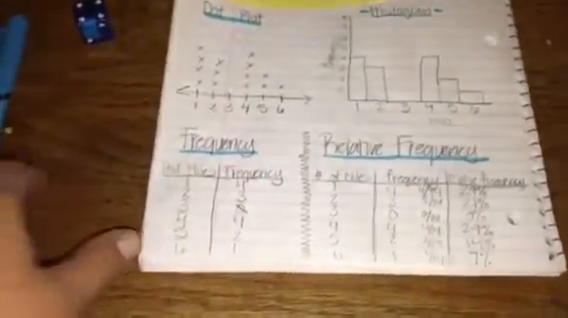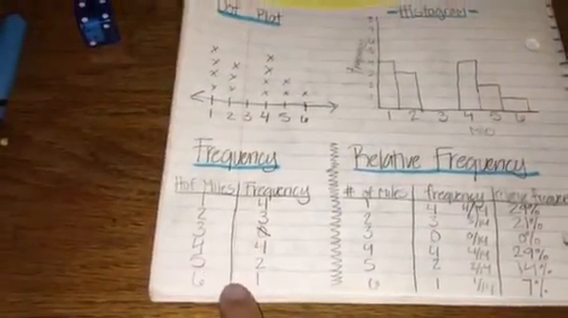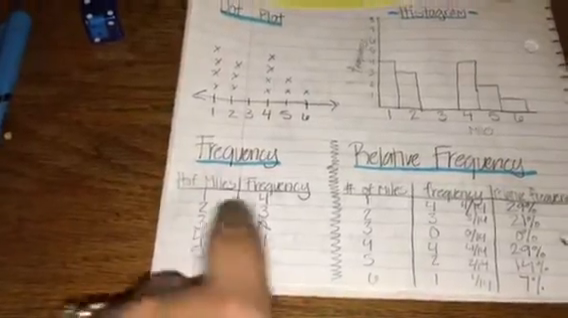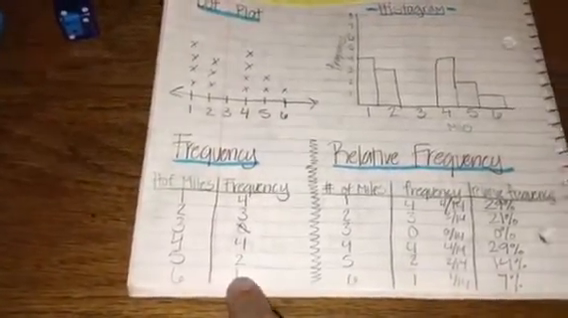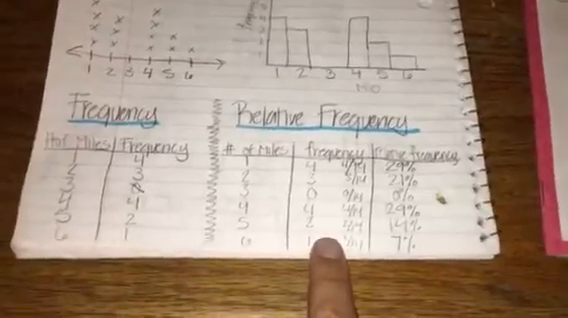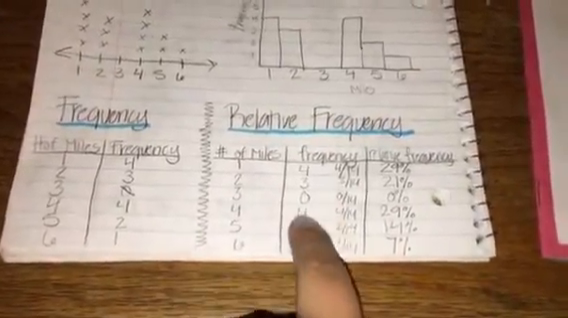And then we have our frequency table, so just a regular frequency table, just really nice and straightforward. Here are your pieces of data, and then here's the frequency, how many times you see them. With the relative frequency, it's the same thing. Here are your pieces of data, how many times you see them.